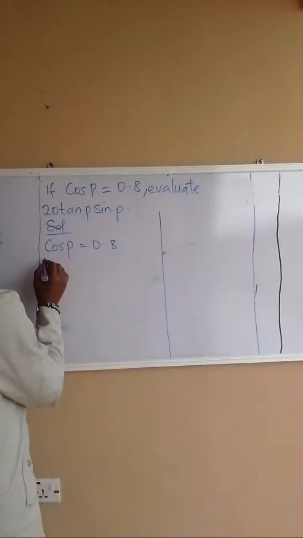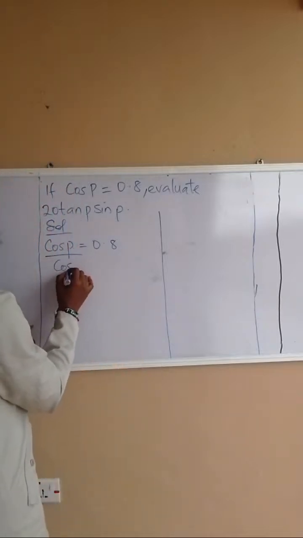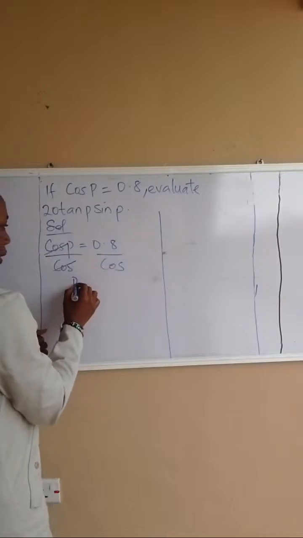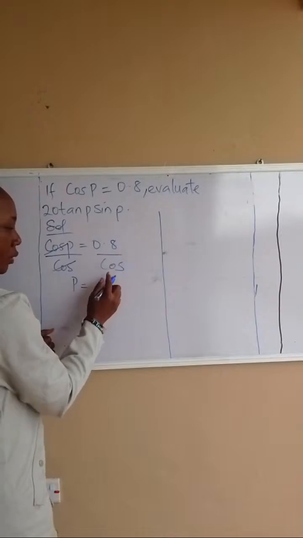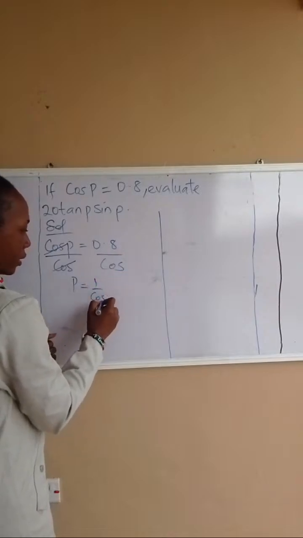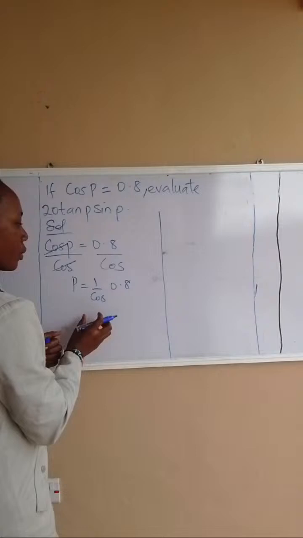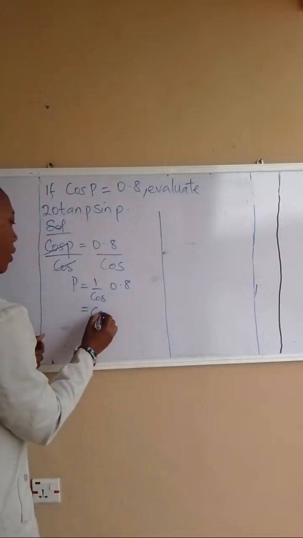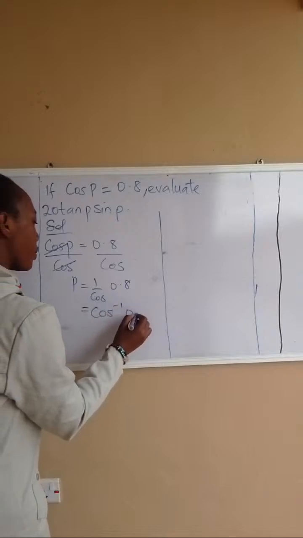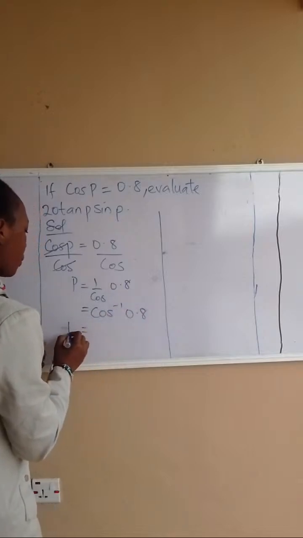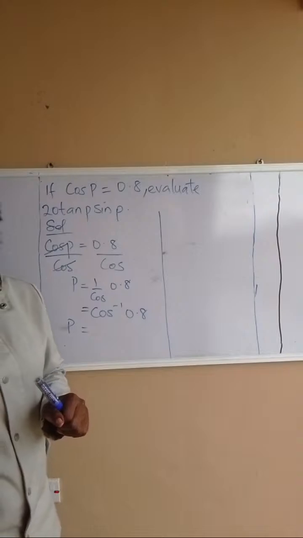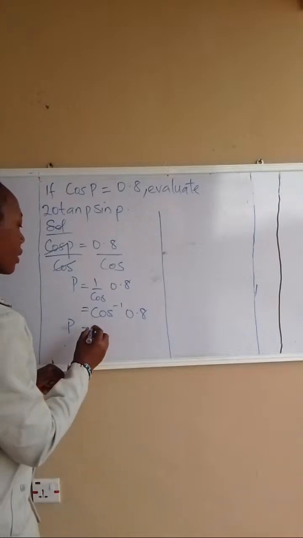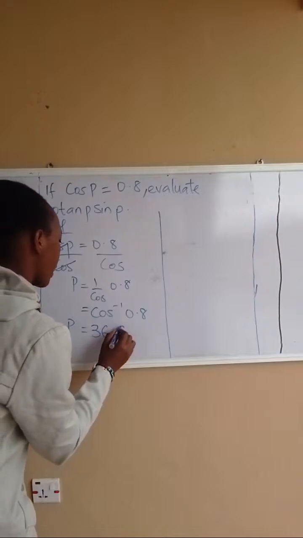So what we will need to do is to divide both sides by cos. And we'll have 1 over cos, 0.8. So 1 over cos is cos inverse. So this is cos inverse 0.8. And when you punch your calculator, you'll get this value to be 36.87.